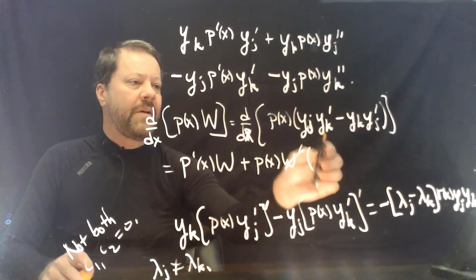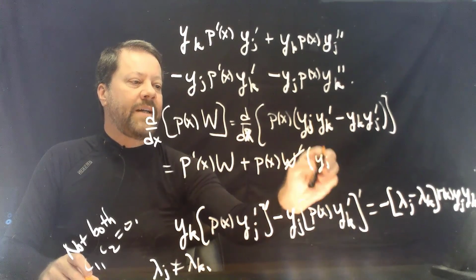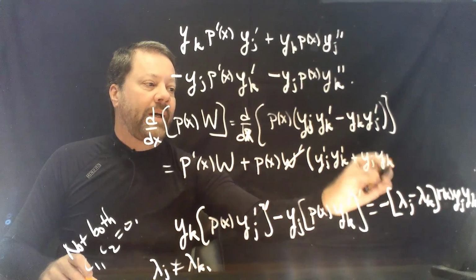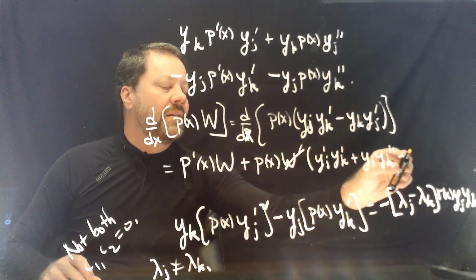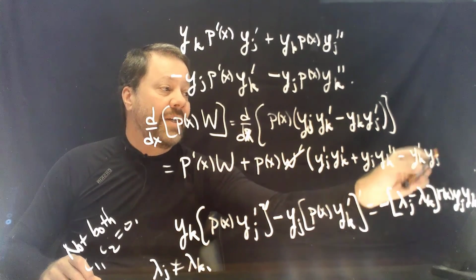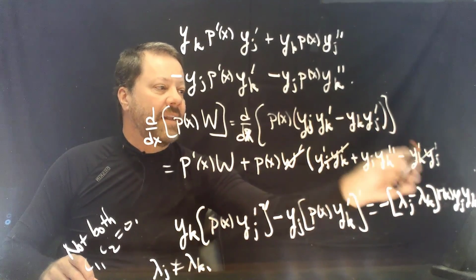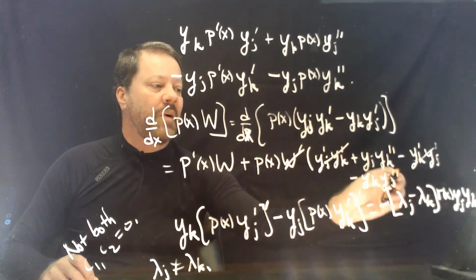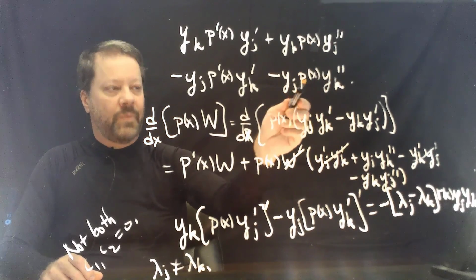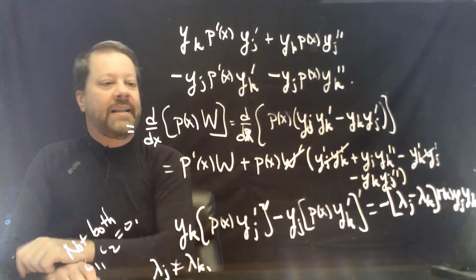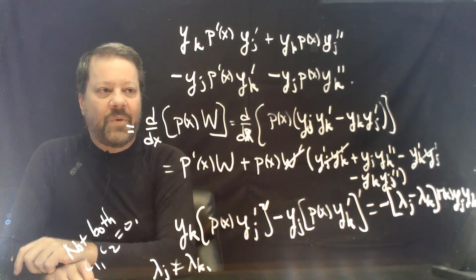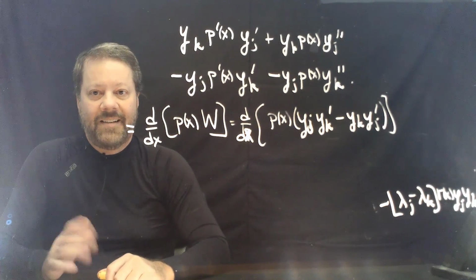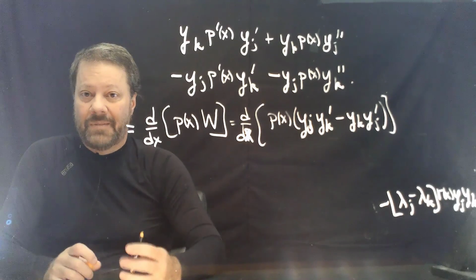and w prime, using the product rule, has a yj prime yk prime plus yj yk double prime minus yk prime yj prime, which cancels out, and then minus yk yj double prime, and that's what we are seeing here. So we get exact equality with what we have for the derivative of p of x times w. This exact equality certainly makes the integral easier to figure out.